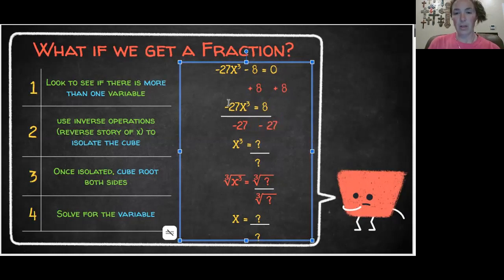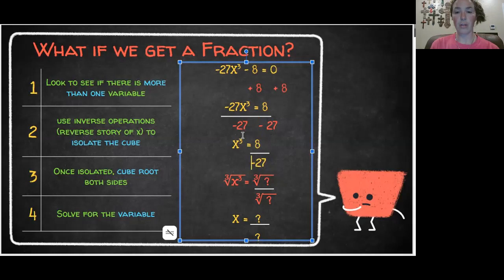And so this is where it gets kind of interesting. If I try to divide 8 by negative 27, it's not going to come out evenly. And so we are just going to leave it as 8 over negative 27. Again, if it doesn't reduce evenly, we're just going to leave it. So now on the left side, we do have this cube isolated. So we would be ready to cube root on both sides.